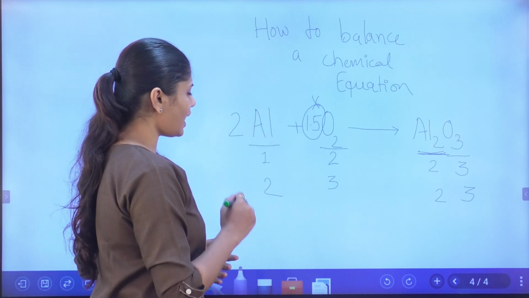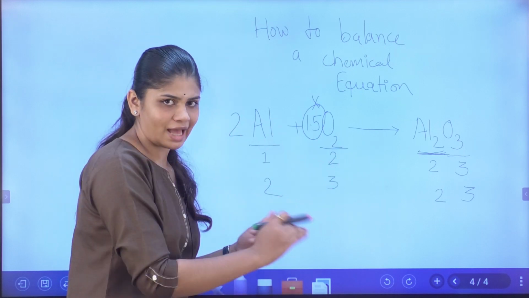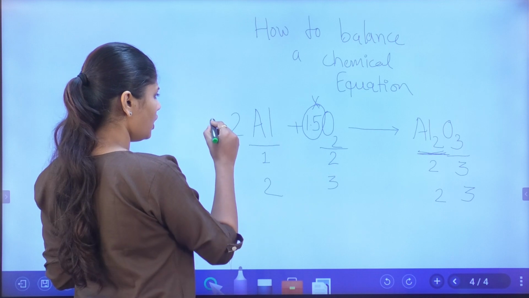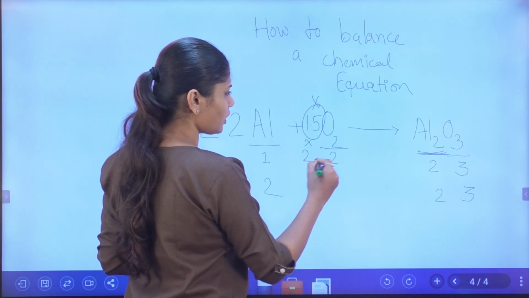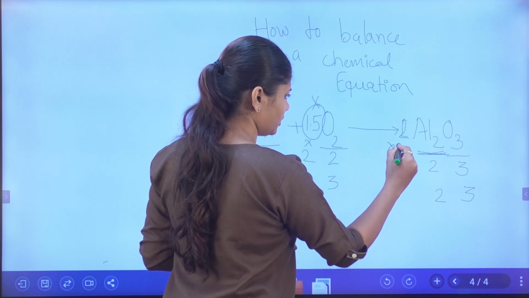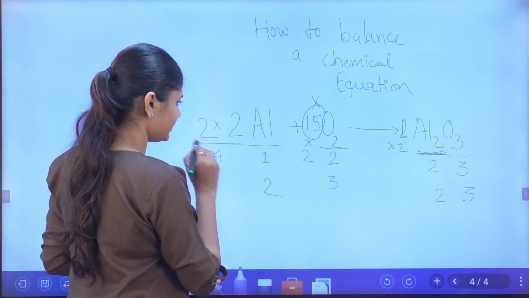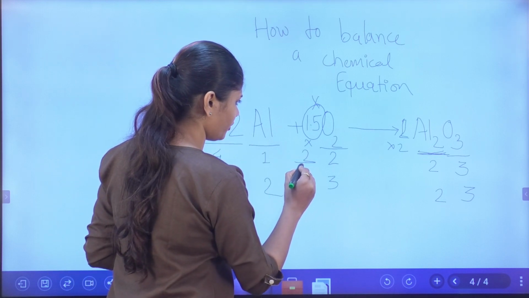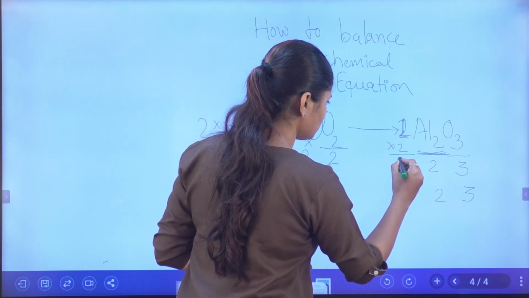So what will I do? I will multiply both the sides. Just multiply: 2 into 2, 1.5 into 2, and the 1 that is already present over here, 1 into 2. Now 2 into 2, here it is 4; 1.5 into 2 is 3; and 1 into 2 is 2.